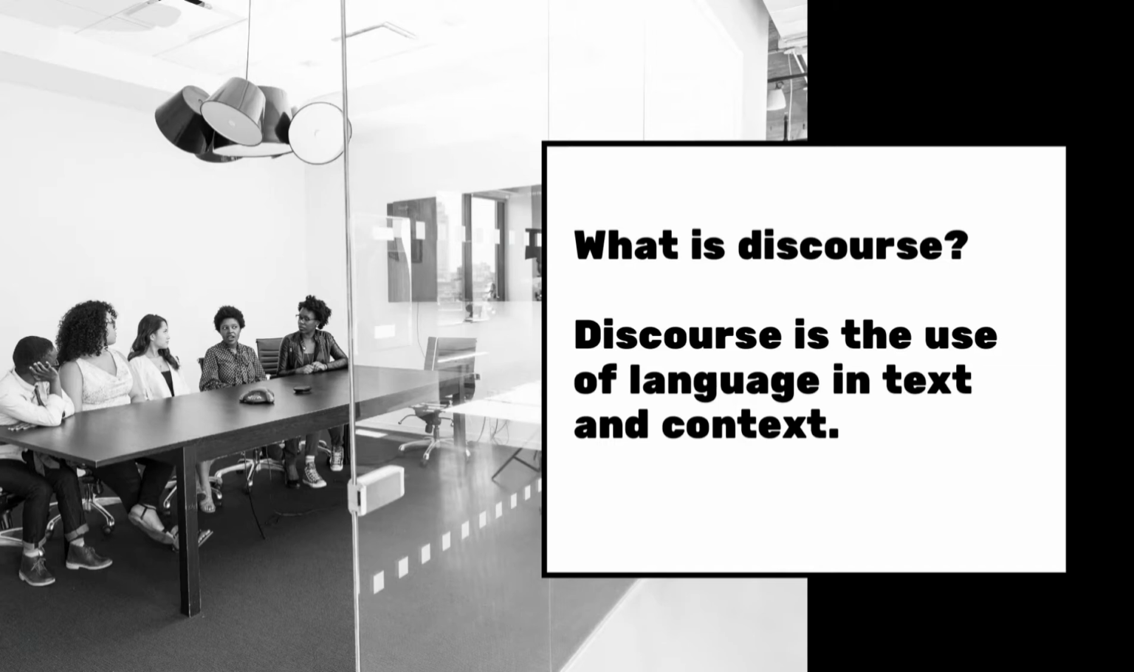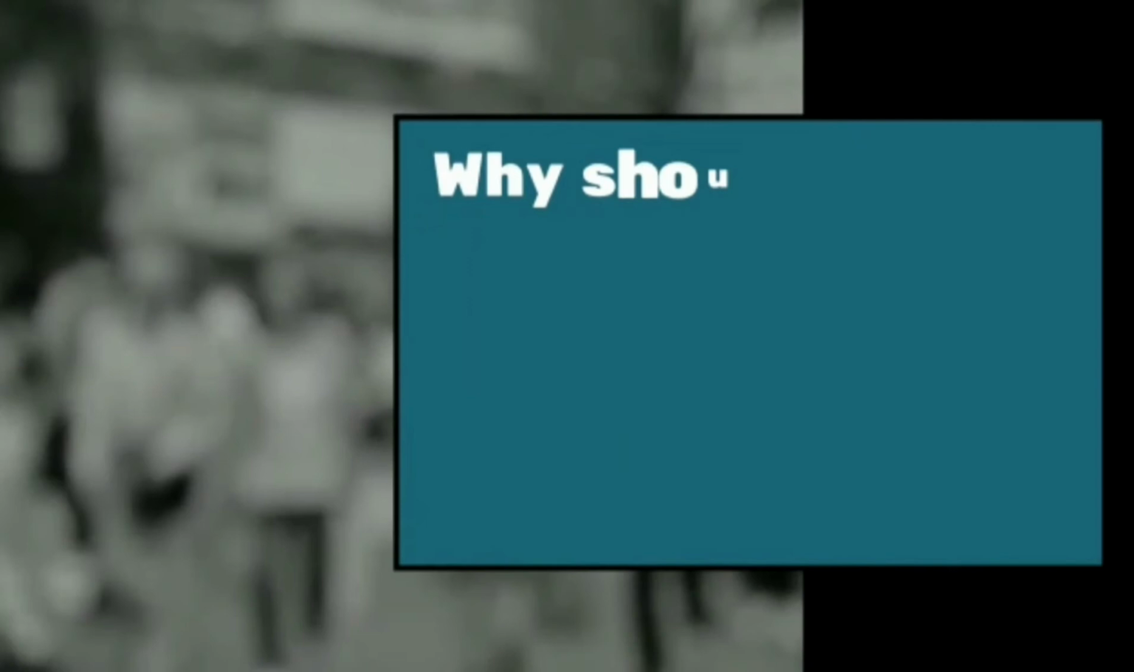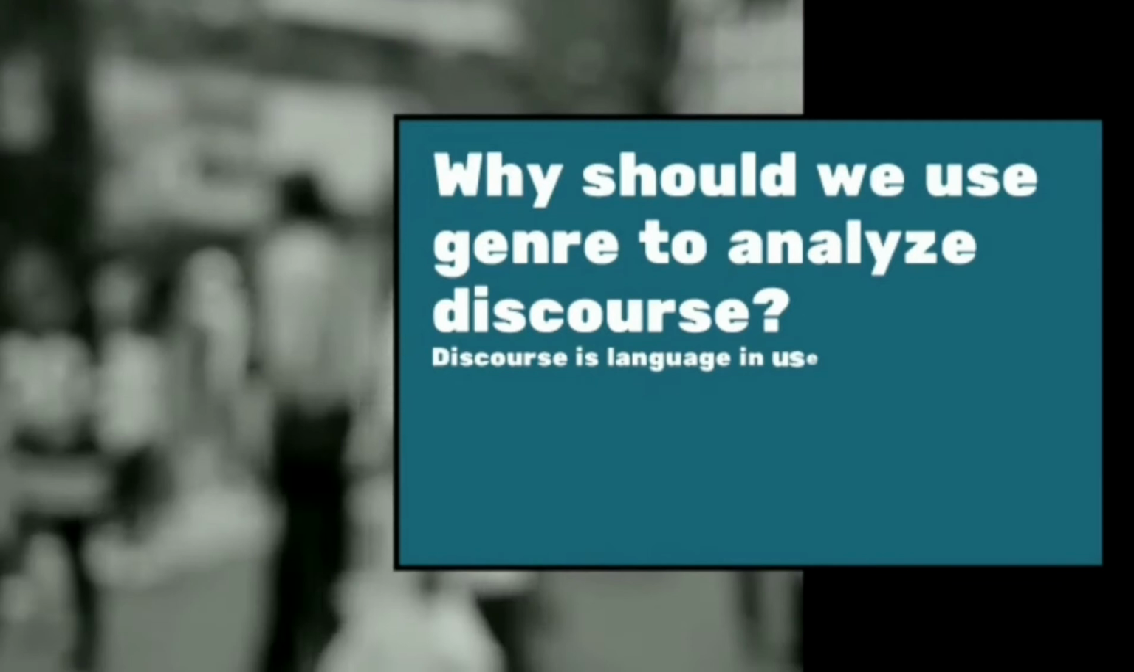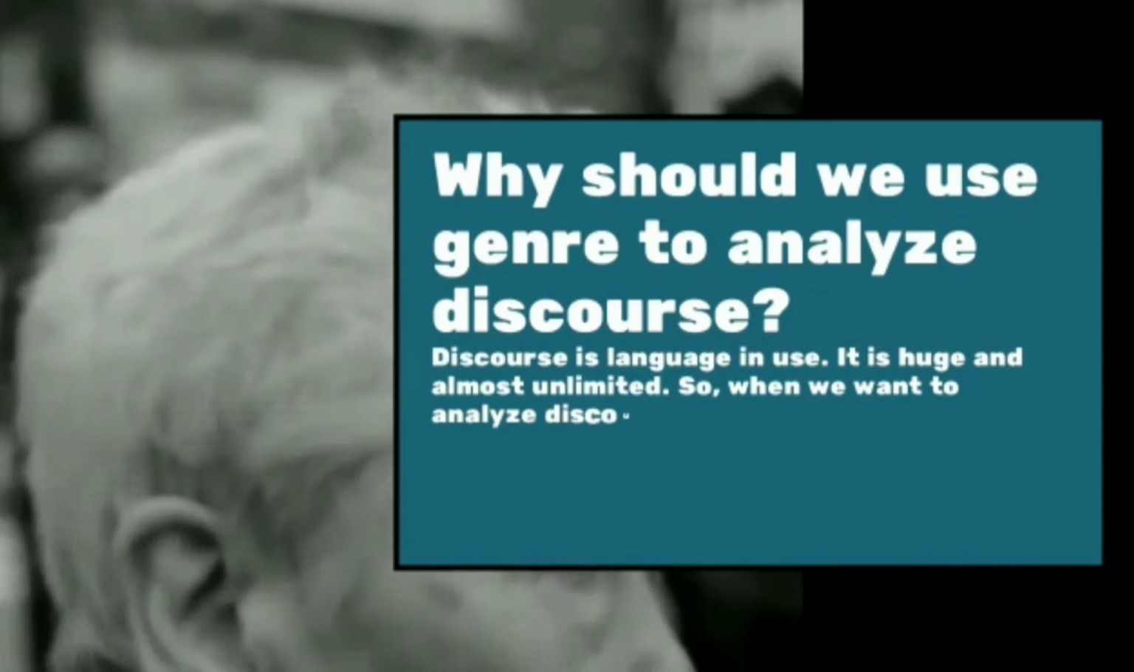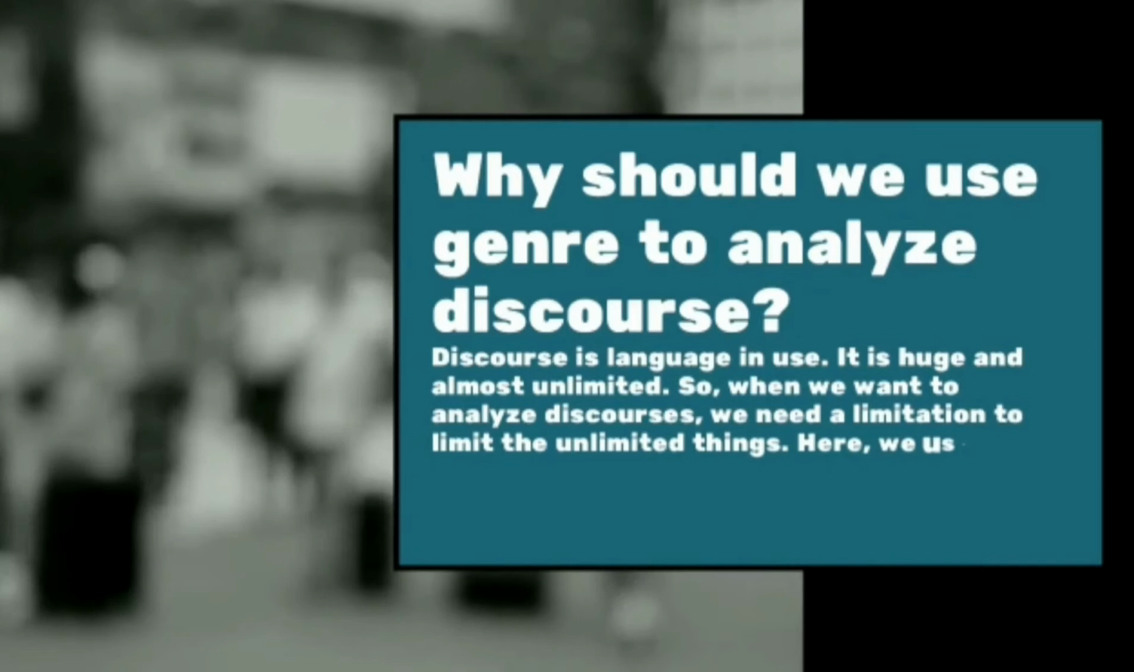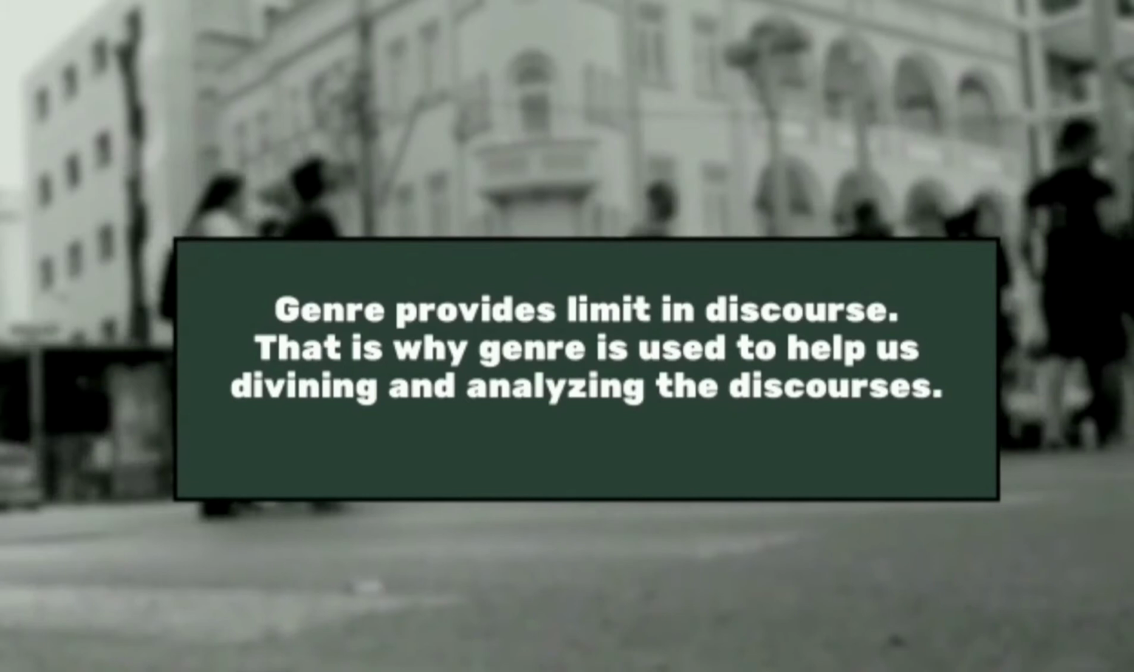We use genre to analyze discourse. Discourse is language in use. It is hard and almost unlimited. So, when we want to analyze discourse, we need a limitation to limit the unlimited things. Here we use an analogy for this statement. The genre provides limits in discourse. That is why genre is used to help us define and analyze the discourse.